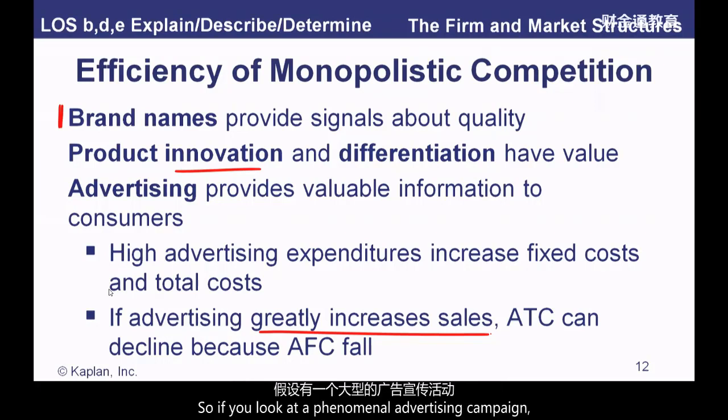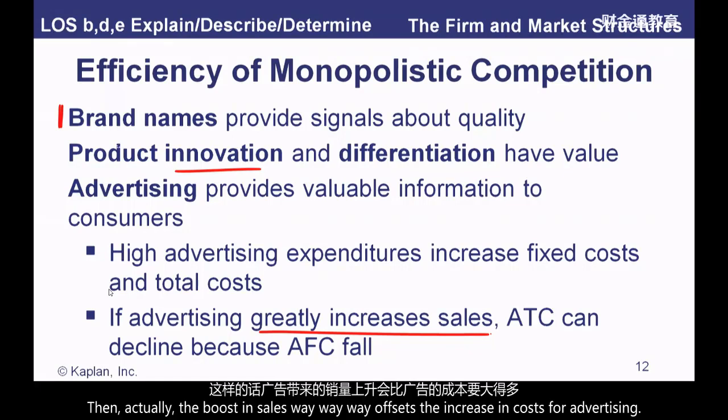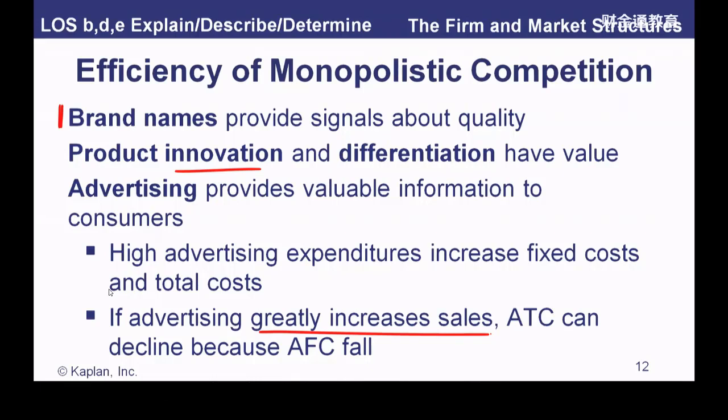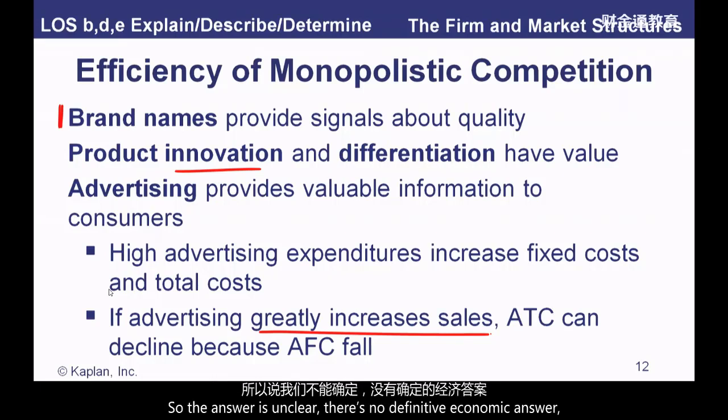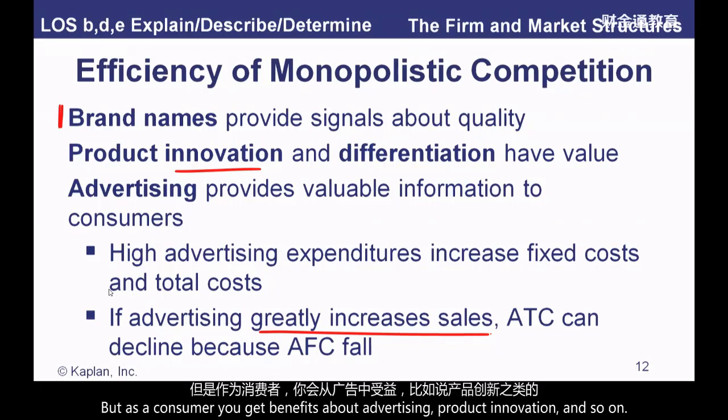So if you look at a phenomenal advertising campaign, use of celebrity endorsement, look at Nike Jordan, for example, then actually the boost in sales way offsets the increase in costs from advertising. So the answer is unclear. There's no definitive economic answer. It's not an efficient allocation because MC does not equal MB. But as a consumer, you get the benefits of advertising, product innovation, and so on.